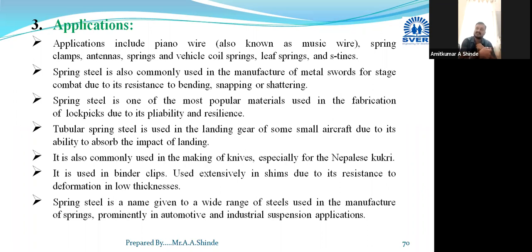That steel is nothing but your spring steel. Then different kinds of spring clamps are there, and different antennas. Then different types of springs like leaf springs, then vehicle coil springs are there. Yes, tines are there. Okay, I will show you these diagrams.